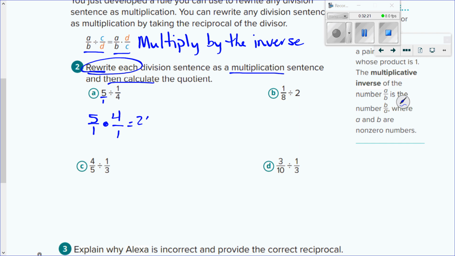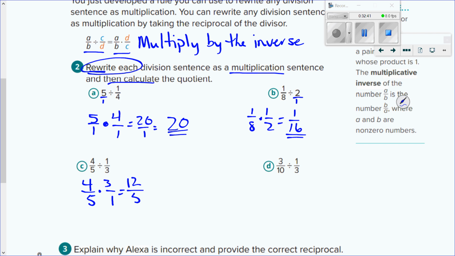5 times 4 is 20 equals 20. Second one, again, whole numbers go over 1. Rewrite it as multiplication. 1 times 1 is 1. 8 times 2 is 16. Rewrite 4/5, multiply by the inverse. Nothing I can reduce, so 4 times 3 is 12. 1 times 5 is 5. 5 goes into 12 twice with 2 left over. Then our last one, rewrite. And here's another key. Do not try to do reductions until it is multiplication. I cannot reduce in a division problem. So rewrite it as multiplication. Now I don't have any reductions. Just 9 over 10.